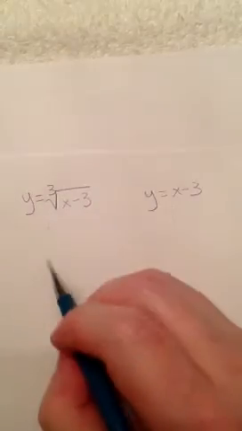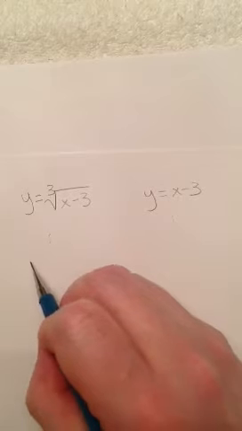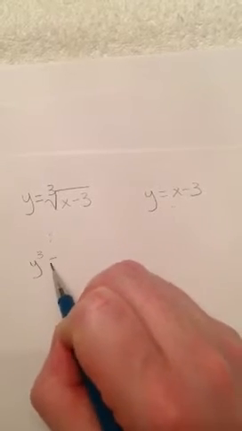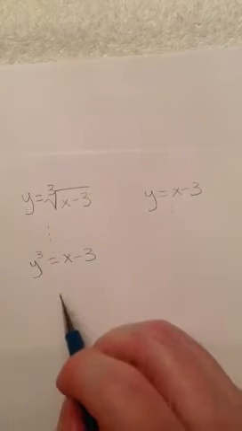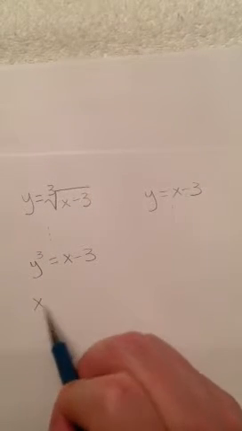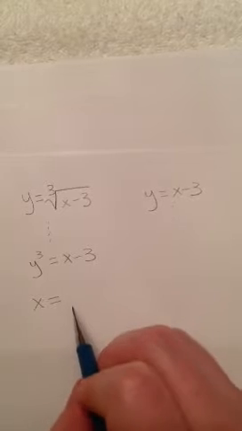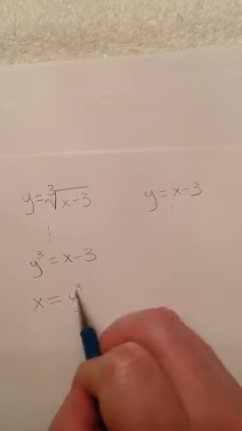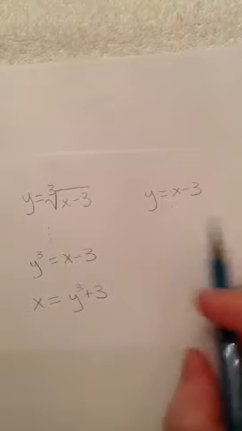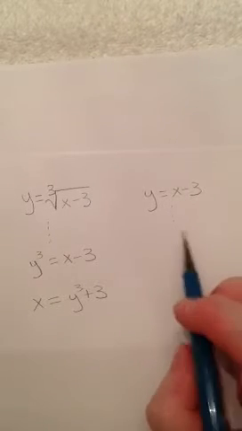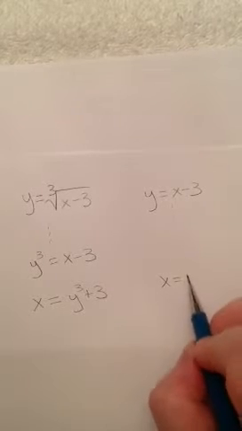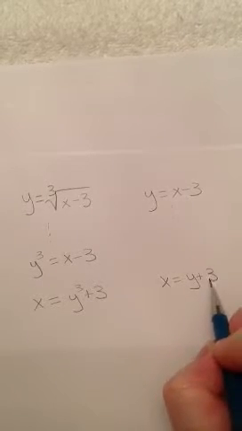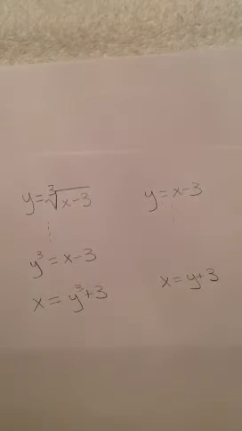Okay, so if we cube both sides to eliminate the radical, we have that y to the third is equal to x minus 3. And so in this particular case it follows that x is equal to y to the third plus 3. And with the linear expression y is equal to x minus 3, converting in terms of x equals, we have that x is equal to y plus 3.